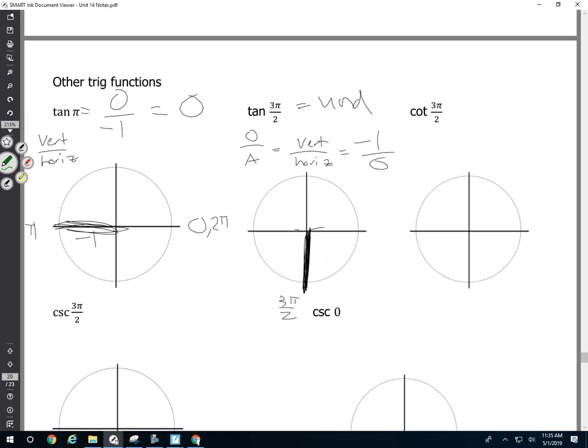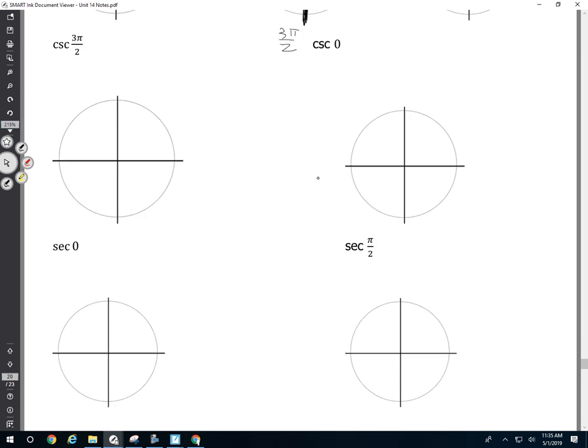Cotangent of 3 pi over 2 would be the adjacent over the opposite, or the horizontal over the vertical. Horizontal, 0. You're allowed to divide 0 by anything. You're not allowed to divide anything by 0. Don't pack up yet. We still have 3 minutes. Let's finish off these 4.